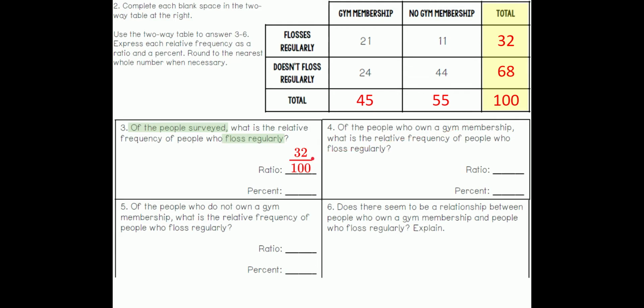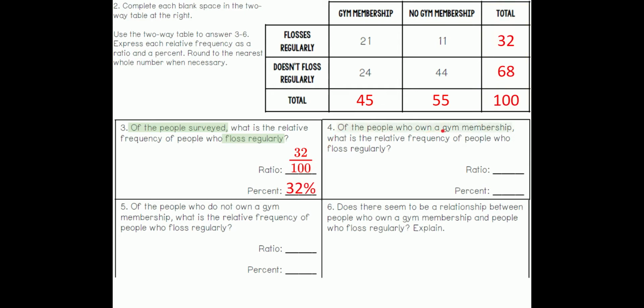You notice that you actually can reduce this down, but we don't really need to. So what's the percent? It's 32 divided by 100, which is 0.32. Move the decimal over twice or multiply by 100, and then you get 32%.